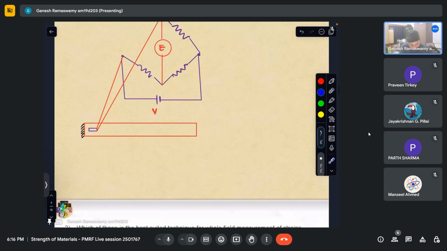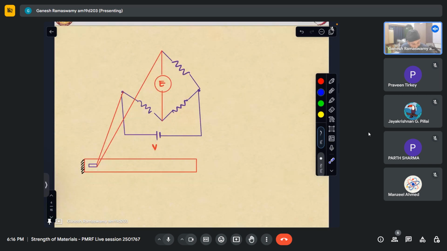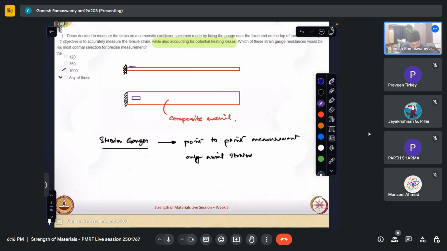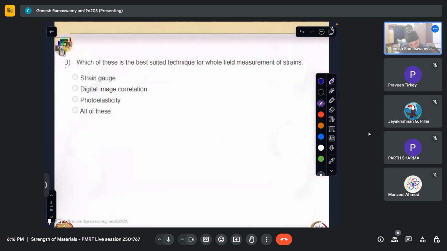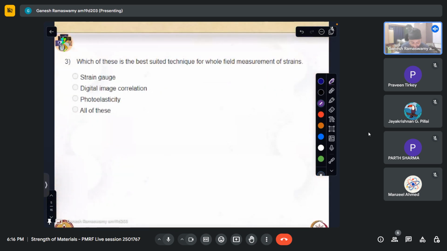Okay. So this is the basic principle behind strain gauges. Granted, I did not draw a very neat figure, but I suppose you get the gist of how it is used and what it entails. All right. So let us look at this question. Which of these is the best suited technique for whole field measurement of strains? So let us look at what this whole field is.